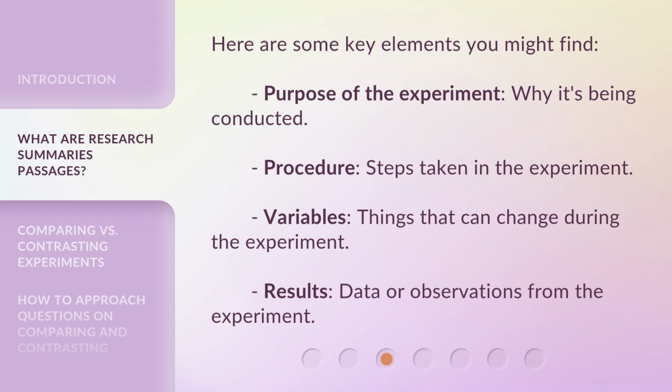Here are some key elements you might find. Purpose of the experiment. Why it's being conducted. Procedure. Steps taken in the experiment. Variables. Things that can change during the experiment. Results. Data or observations from the experiment.